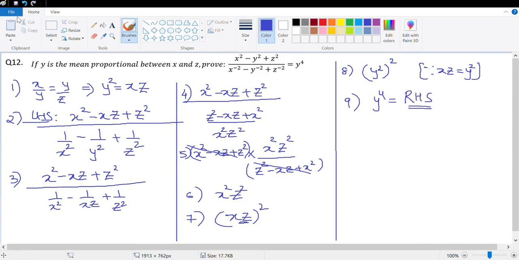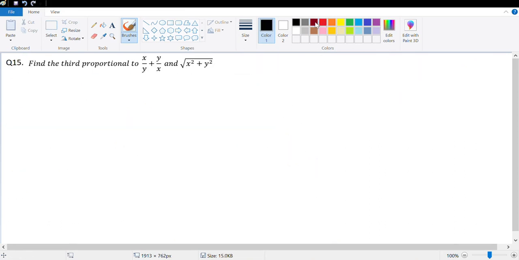Good, you can put a small star on this question, quite an interesting question. That brings me to the last homework question, question number 15. It says find the third proportional to x upon y plus y upon x, so that's one term, and root of x square plus y square.